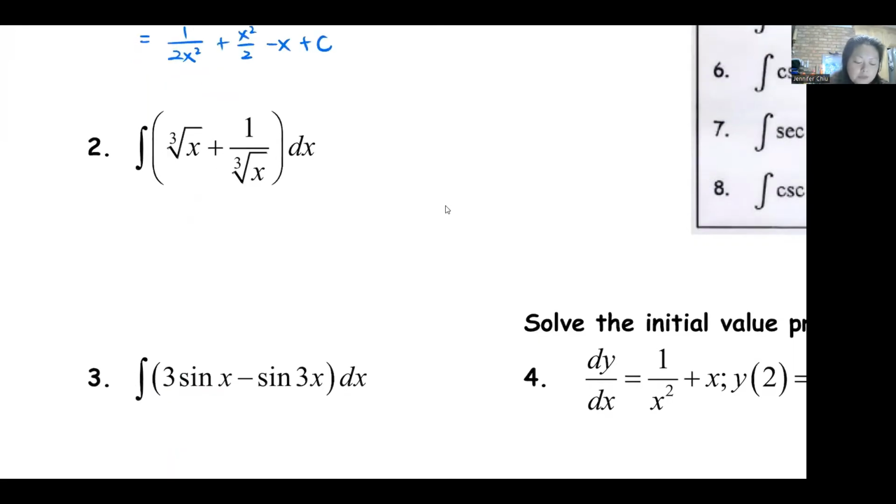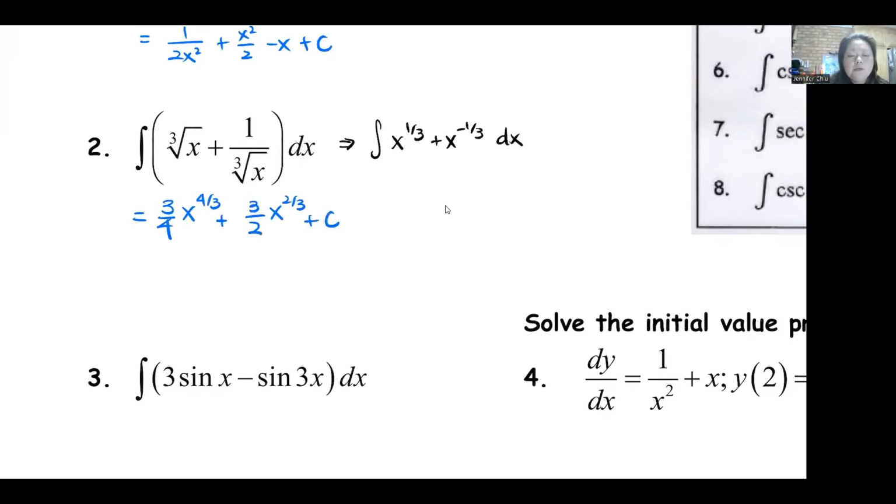When your problem is presented like number 2 here, I would strongly recommend to rewrite it first as x to the 1/3 power plus x to the negative 1/3 power, and then dx. Then taking the antiderivative will be a little bit easier, so you use the power rule straightforwardly. You have x to the 4/3, keeping in mind that when you're dividing by the fraction, you're really multiplying by the reciprocal, so it's 3 over 4 in the front here. Same thing with the next value. You have x to the 2/3 multiplied by the reciprocal, 3 over 2, and don't forget your plus c. It is okay to leave it as 2 separate fractions here, because if we're going to do more with it, then we will do some manipulation with the fractions.